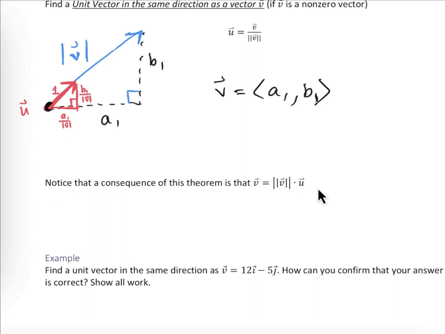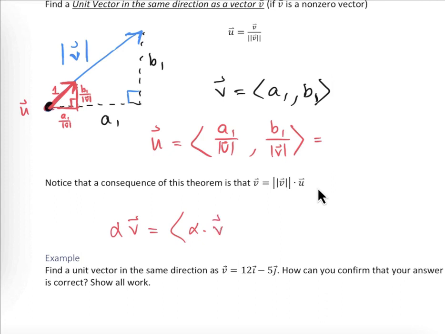So then, what would the components of this u vector be? Well, the components would be a1 divided by mag v, right? That's the horizontal direction, and the length of our vertical side is b1 divided by mag v. And based on the fact that we have the property that a scalar multiple of any vector can be treated as a scalar multiple of the components on the inside, so we say alpha times a.